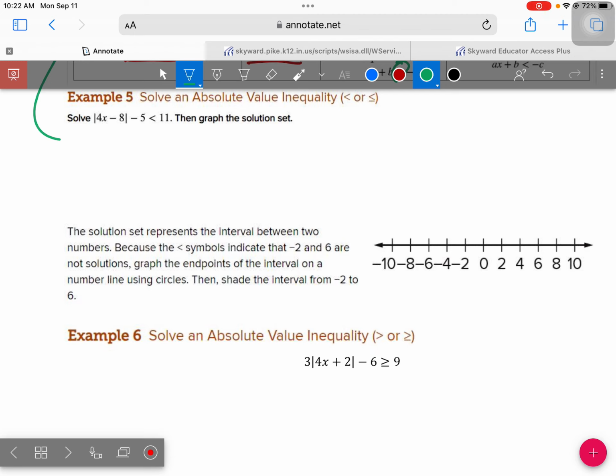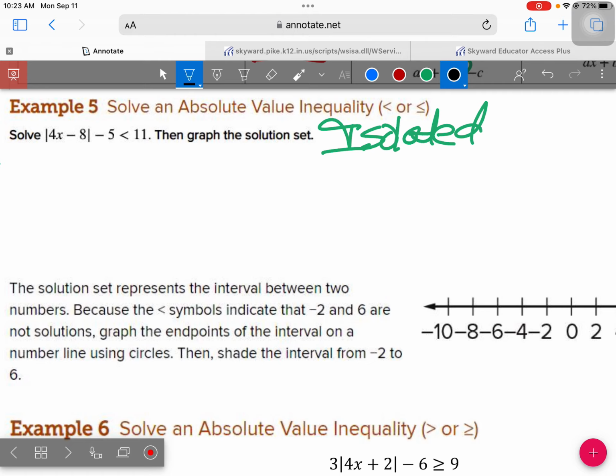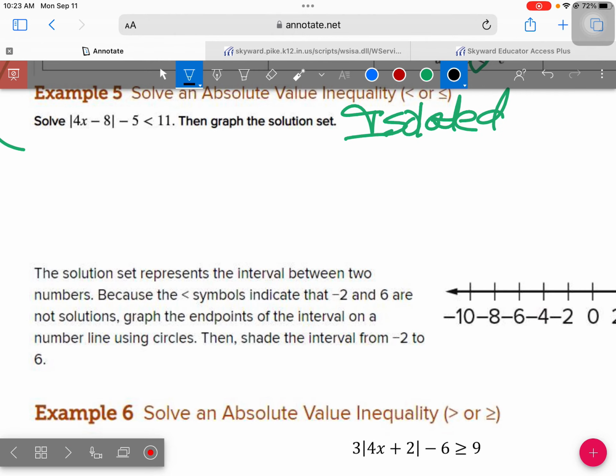5s cancel out. So I have the absolute value of 4x minus 8, end of absolute value, is less than 16. Now it's isolated. It is all by itself. So I can separate into my two cases. 4x minus 8 is less than 16. That's the positive case. And 4x minus 8, I'm going to set it to negative 16, but what do I have to do? Flip the sign.